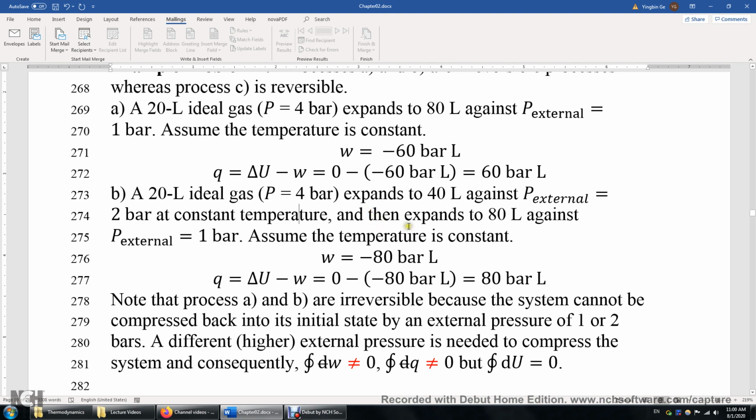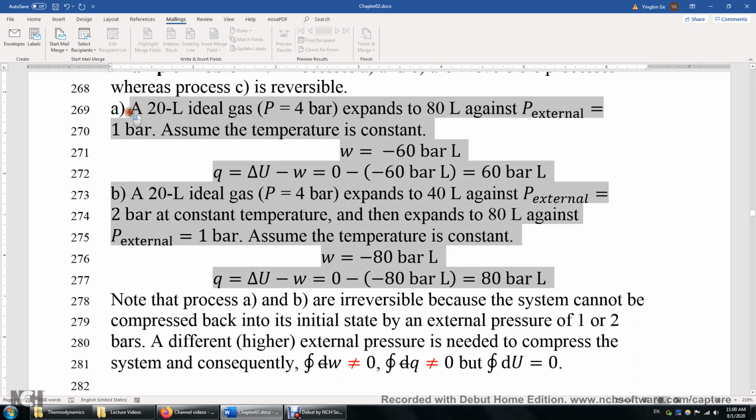Now, to be clear, irreversible processes in these calculations means P external is different from P. But later you will see irreversible processes involve the increase of the entropy of the universe. And that's why these processes cannot be reversed. Because to reverse those processes, the entropy of the universe would have to decrease. That's the violation of the second law.